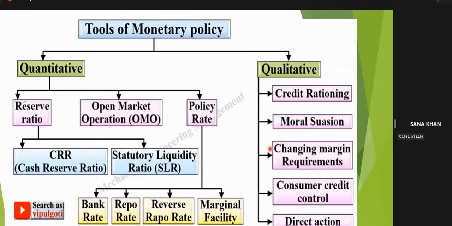Okay, so starting with reserve ratios, we have two reserve ratios. Can somebody tell me what is the difference between CRR and SLR? Yes, CRR stands for cash reserve ratio. Every bank has to maintain a certain percentage of its total time and demand liability with RBI. So the ratio is called CRR.